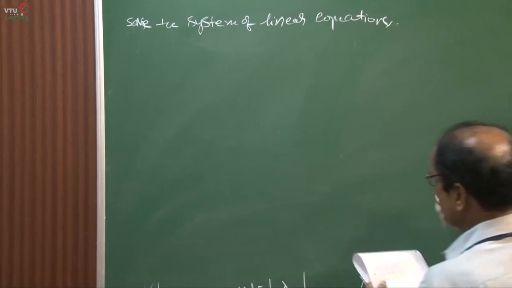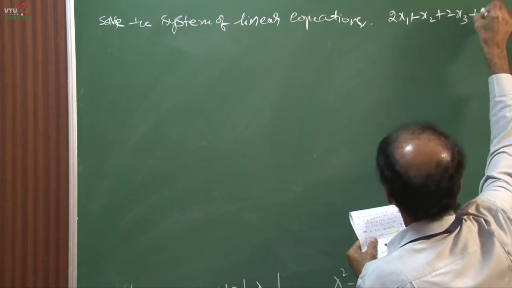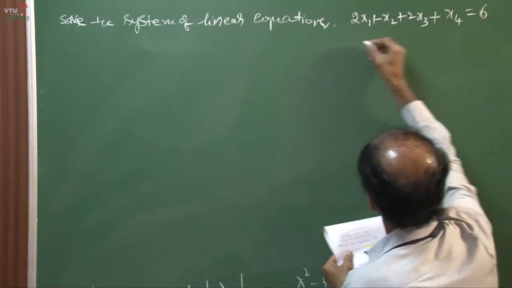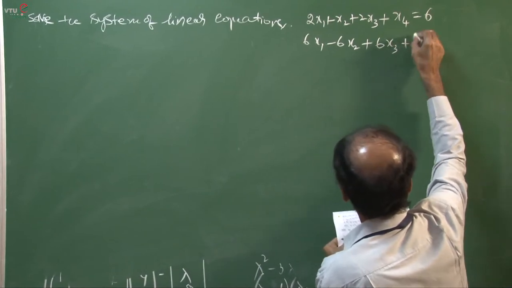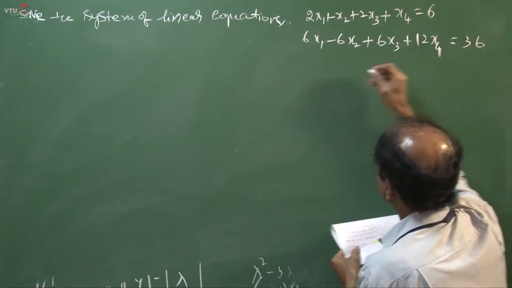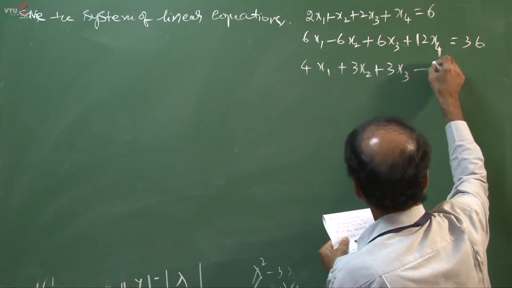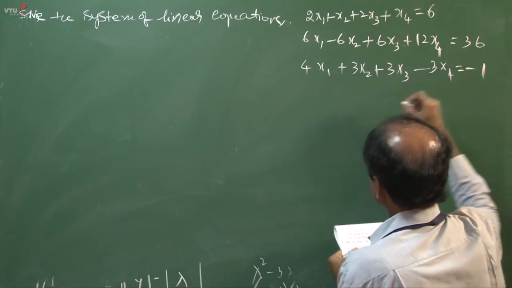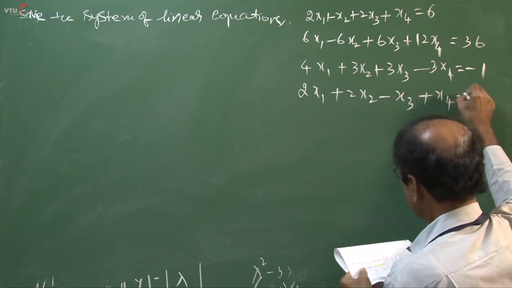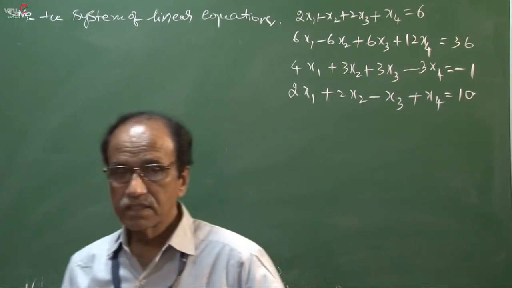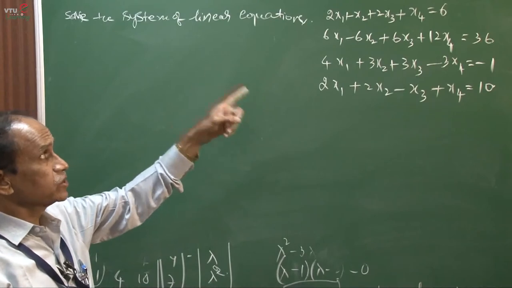There are four equations here: 2x1 plus x2 plus 2x3 plus x4 is equal to 6, and 6x1 minus 6x2 plus 6x3 plus 12x4 is equal to 36, and 4x1 plus 3x2 plus 3x3 minus 3x4 is equal to minus 1, and 2x1 plus 2x2 minus x3 plus x4 is equal to 10. Here, this is the situation not restricted to three variables. There are four variables, x1, x2, x3, x4.